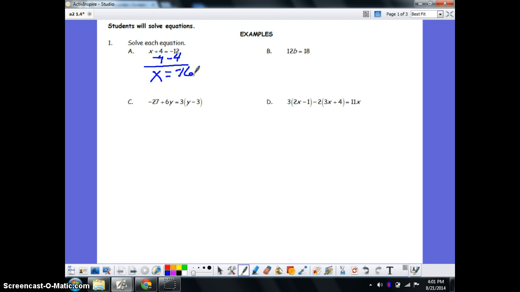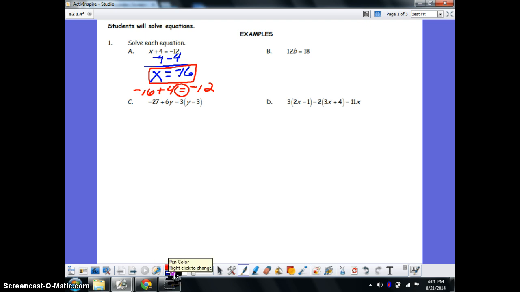In these equations, there's really no excuse to get any of these wrong. You can always check by substituting the solution we get in for the variable x. So negative 16 plus 4, is that equal to negative 12? And doing the arithmetic, we know that negative 16 plus 4 is equal to negative 12, so that is in fact true, so we have solved it correctly.